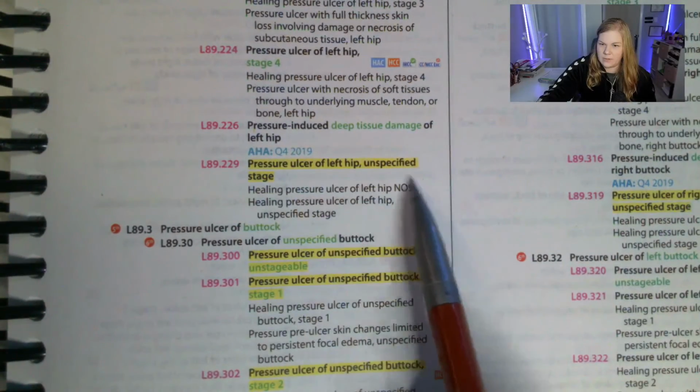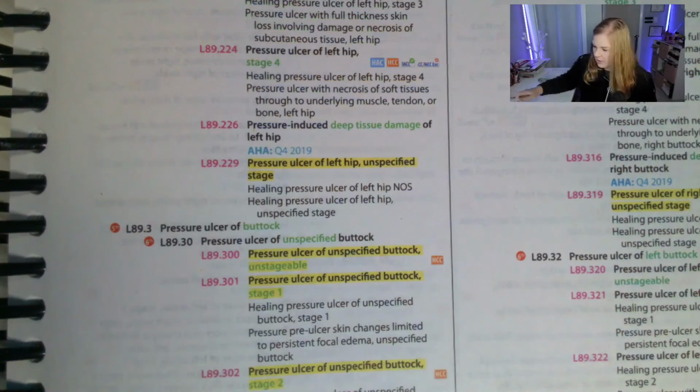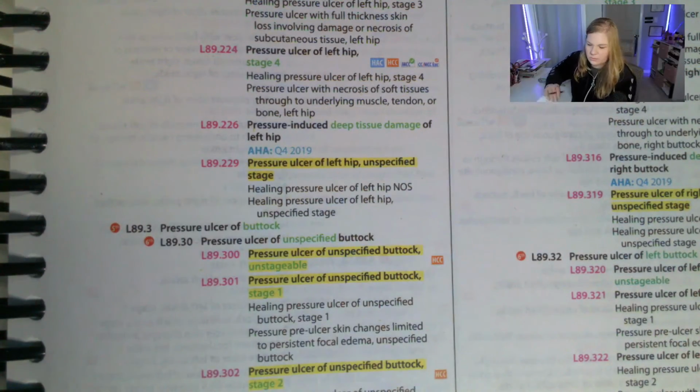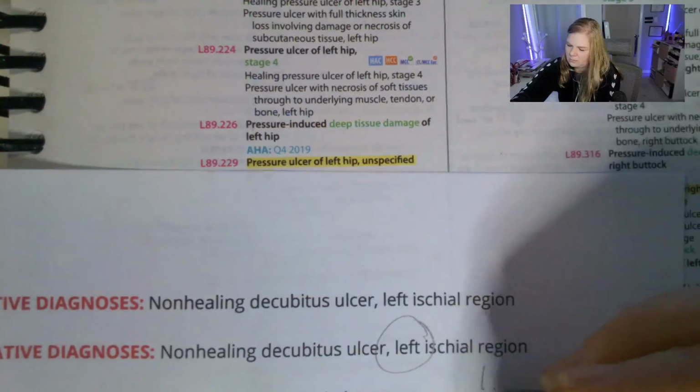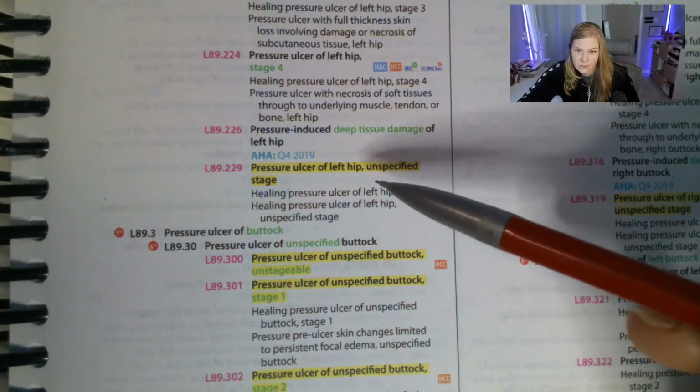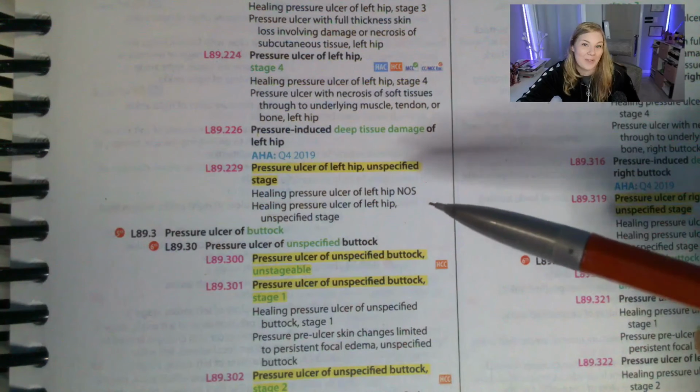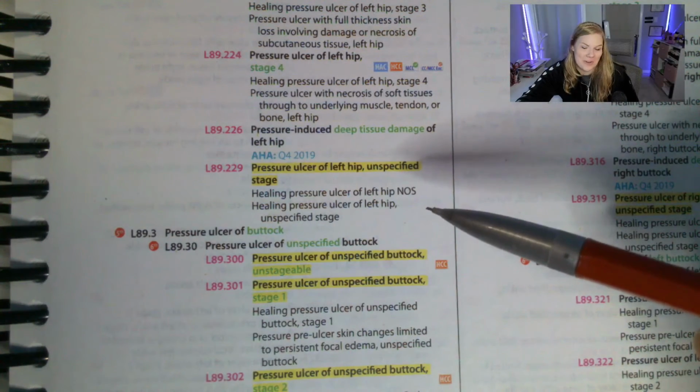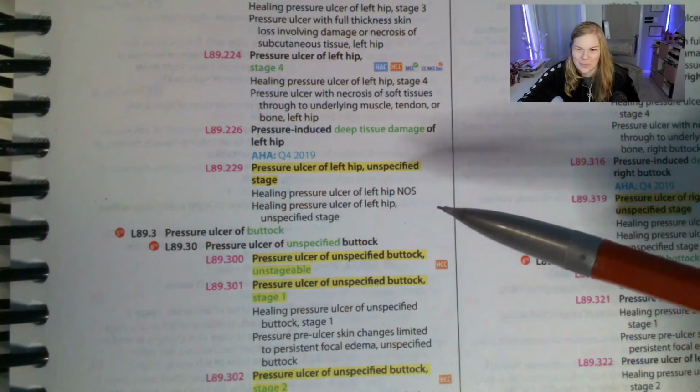Pressure ulcer of left hip, unspecified stage, L89.229. L89.229. I'm going to double check that. L89.229. I trust that everyone would be very quick to point out if I accidentally transposed a number. It has happened once or twice.